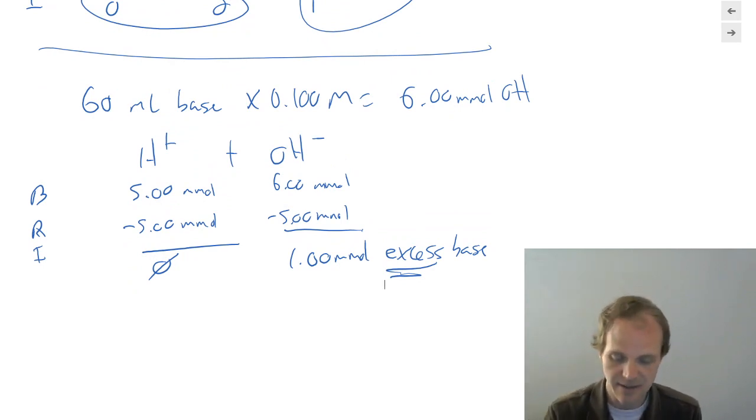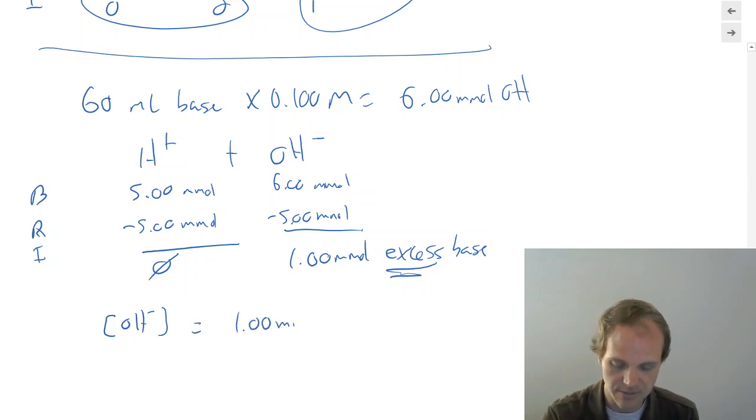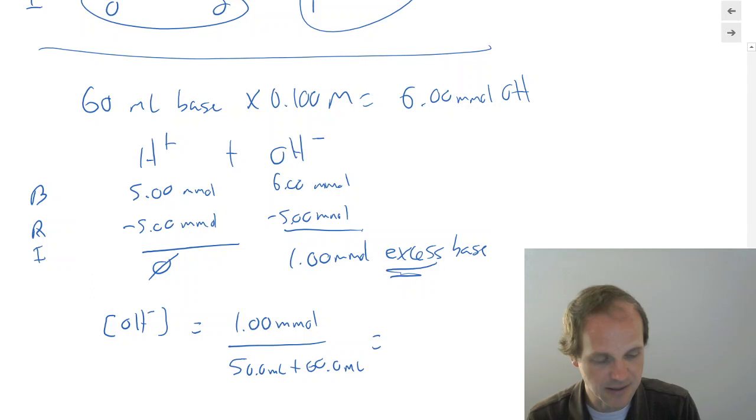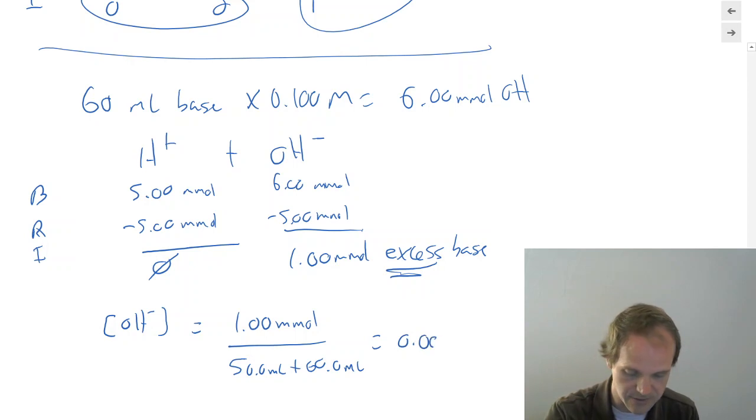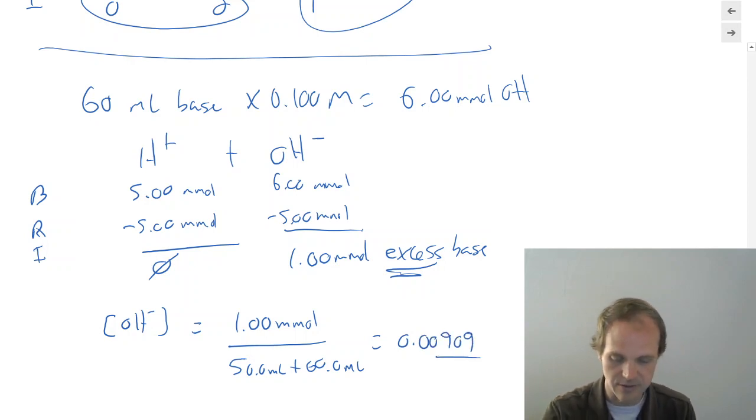Saying excess base just means at the end of everything, we've got more base left over. We're going to find the concentration of OH minus is going to be 1.00 millimoles divided by 50 milliliters to start, plus 60 milliliters added. That's going to give me 1 divided by 110, and it's going to be a concentration of 0.00909, the good old 909.